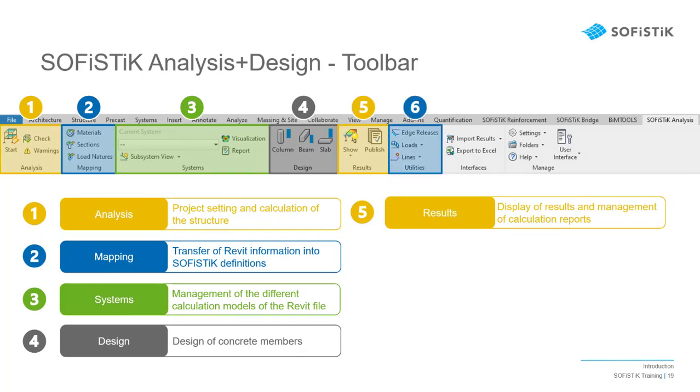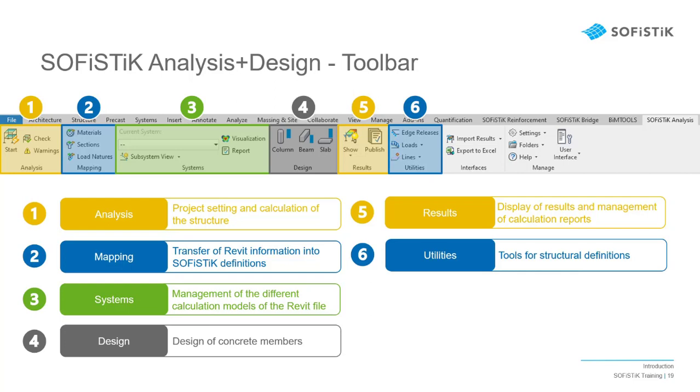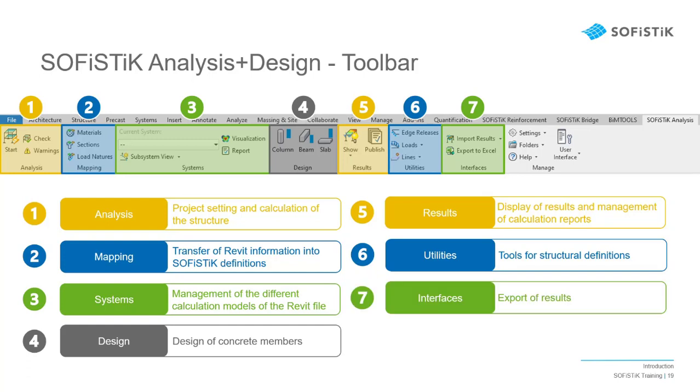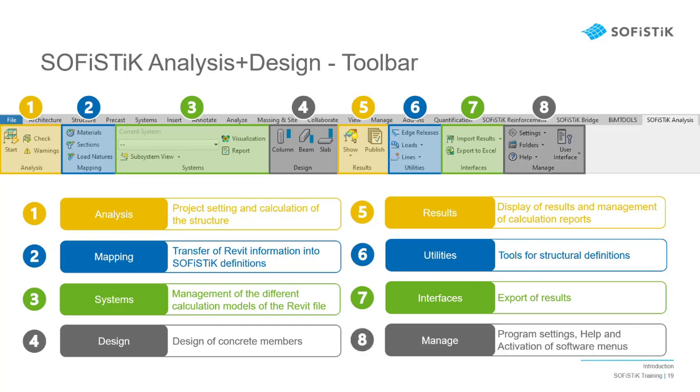Sophistic plugin includes various modeling tools which can be found in the Utility menu. Even though results can be directly accessed in Revit, there are also commands to allow for sharing and extracting results in the menu interfaces. Finally, the Manage toolset includes help and access to various directories and interfaces.